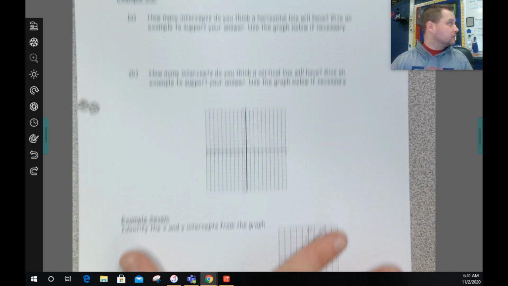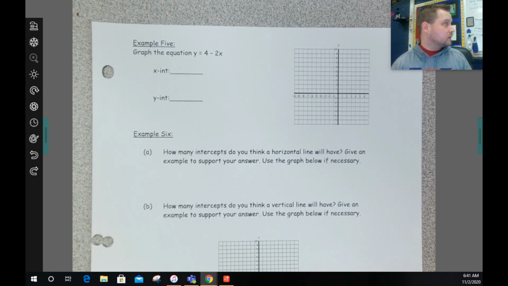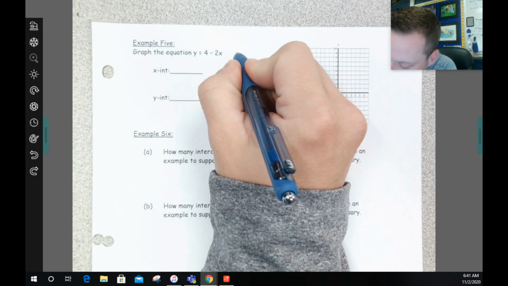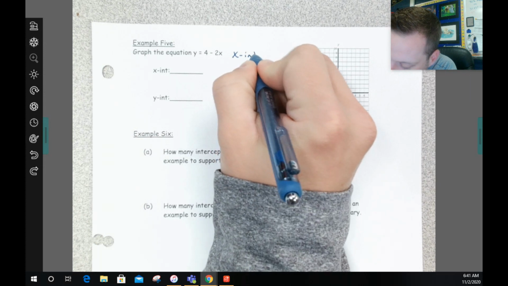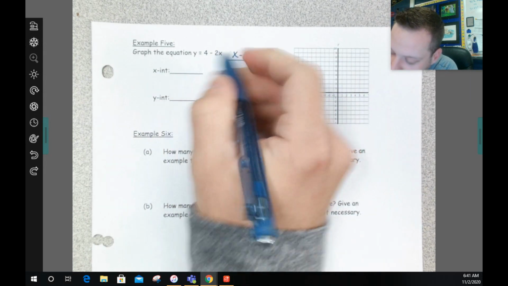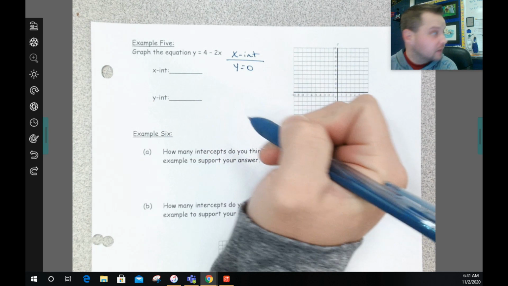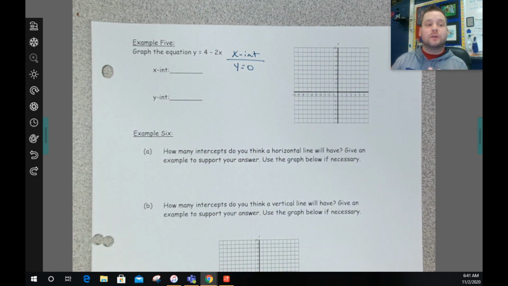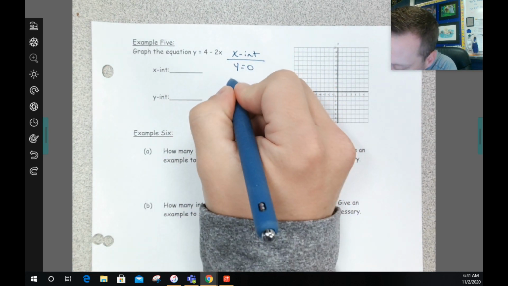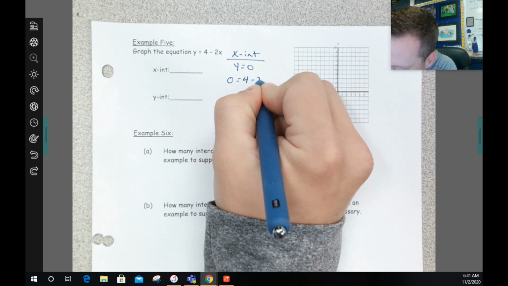Example 5, they want us to graph again using x and y intercepts. For this one, you got to do a little more work because the x's and y's aren't on the same side. But we've done this a bunch this year, so I have faith in you. For the x-intercept, go ahead, plug in 0 for y. As soon as I see x-intercept, I'm thinking y equals 0. Plugging in 0 for y, we're going to have 0 equals 4 minus 2x.